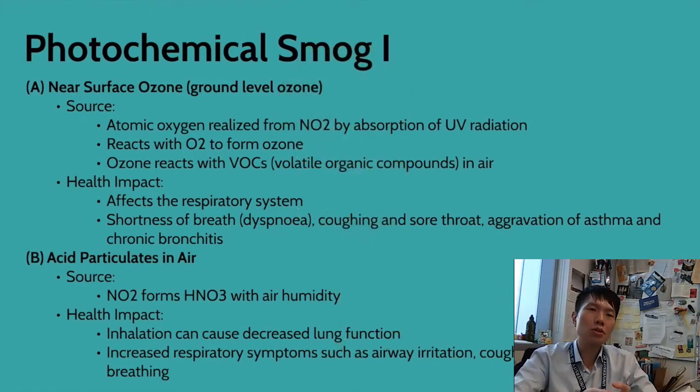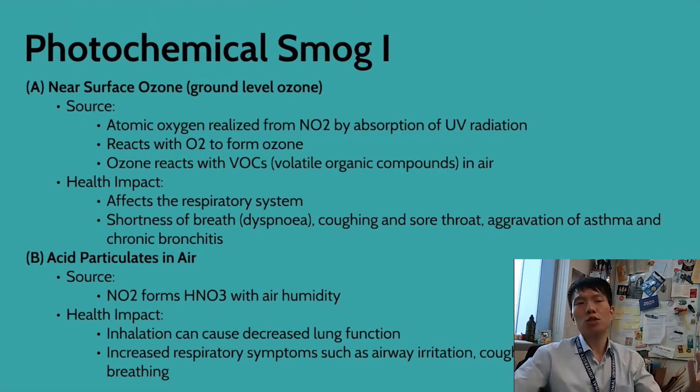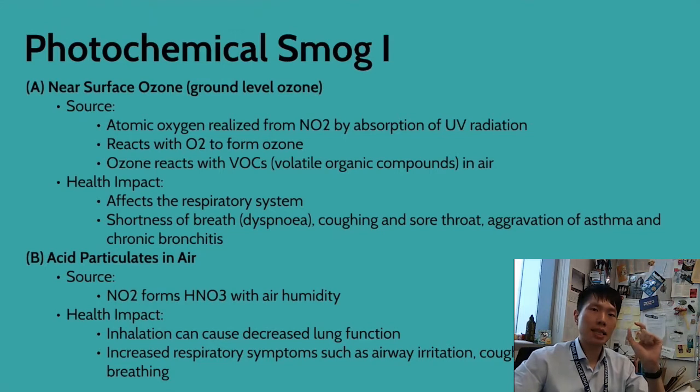Coughing, it also causes sore throats, and aggravations of asthma and chronic bronchitis. So the second component of photochemical smog is the acid particles in air. So you see the PM, right? The particles, some are neutral, some are acidic.